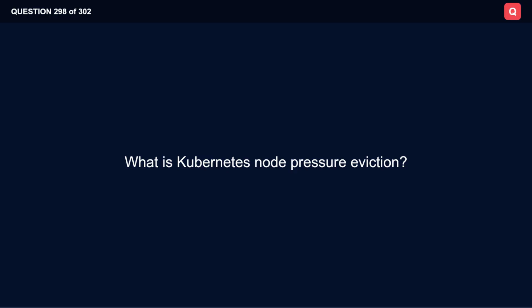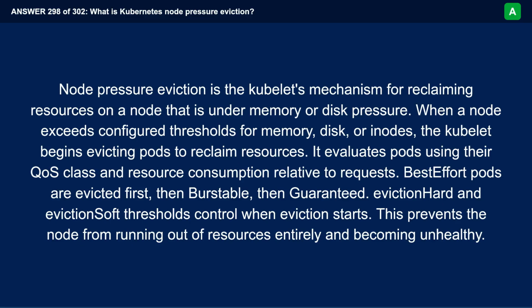What is Kubernetes node pressure eviction? Node pressure eviction is the kubelet's mechanism for reclaiming resources on a node that is under memory or disk pressure. When a node exceeds configured thresholds for memory, disk, or inodes, the kubelet begins evicting pods to reclaim resources.